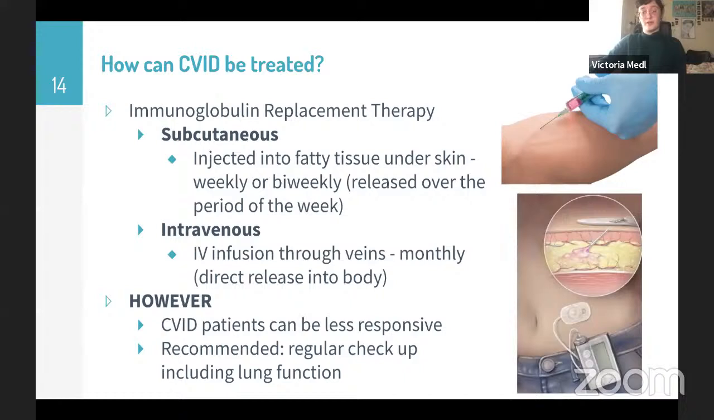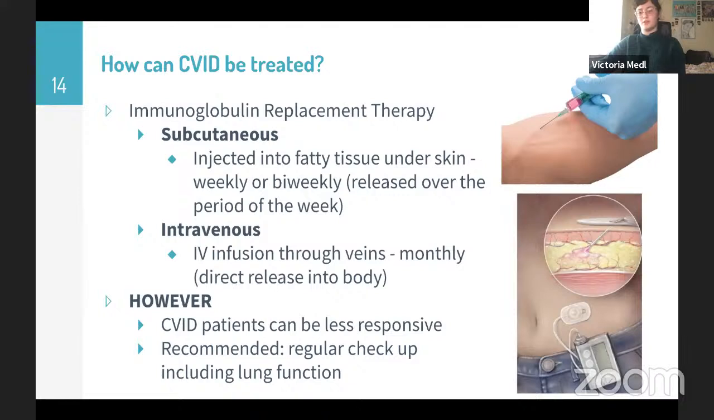Intravenous can have more side effects. So people who take intravenous therapy can have other complications like viral meningitis. That's a big one, or they can go into anaphylaxis. Although it's very rare, it's still a possibility. Most common are headaches, fever, stuff like that, nausea.